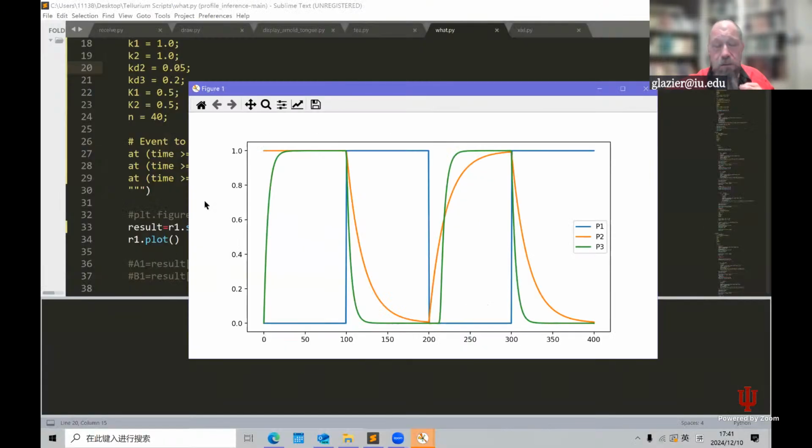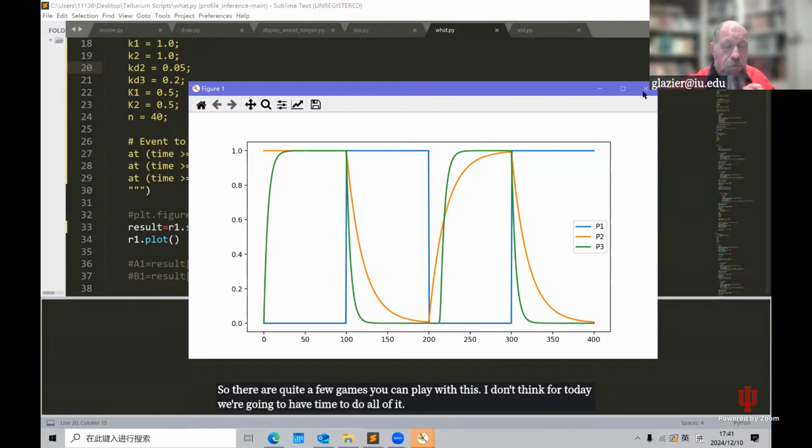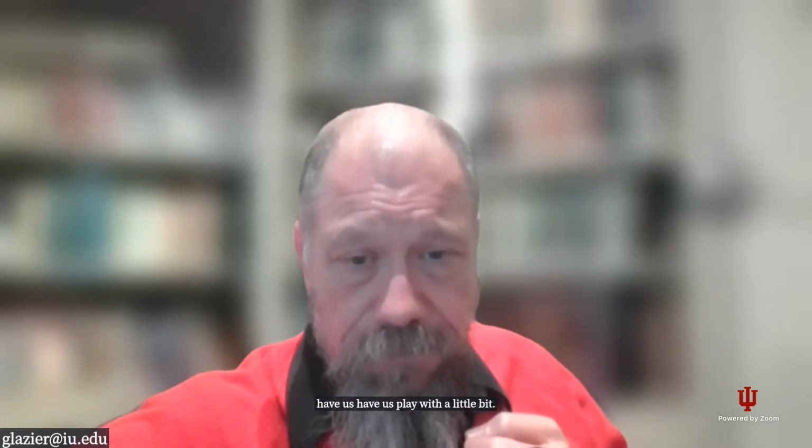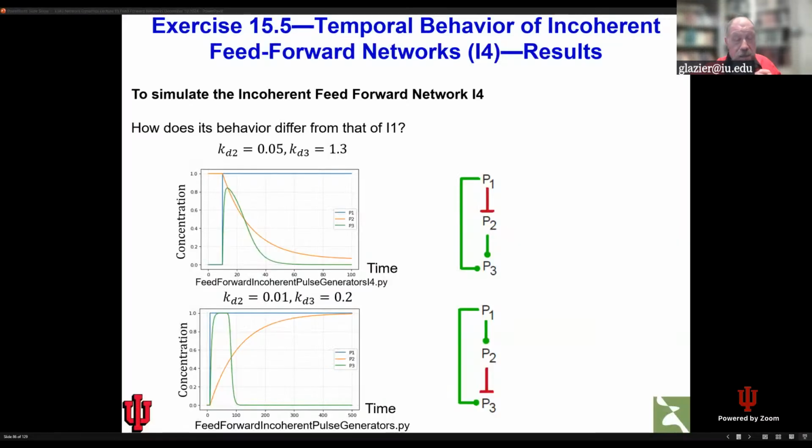So there are quite a few games you can play with this. I don't think for today we're going to have time to do all of it, but I wanted to at least have us play with it a little bit. And it does tell you something about how even a very simple circuit can have quite a variety of behaviors.